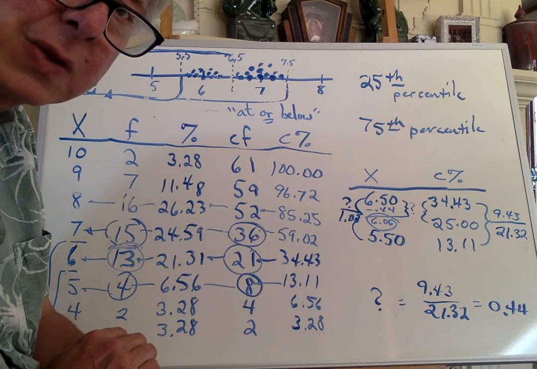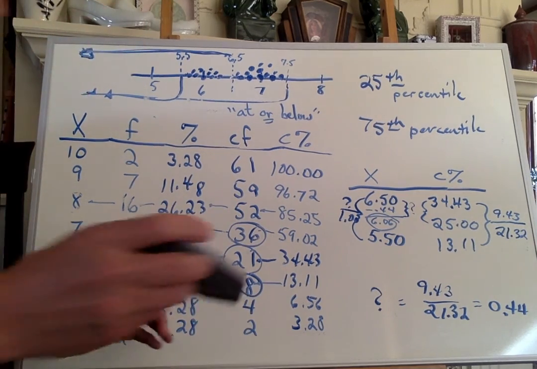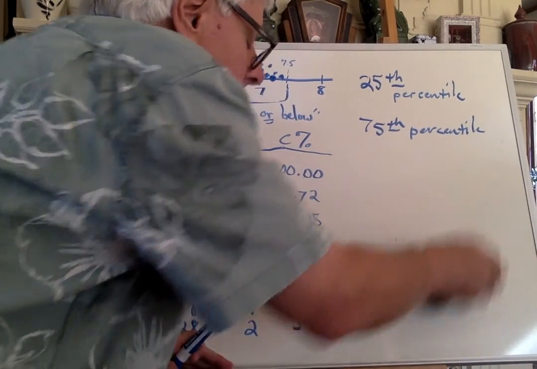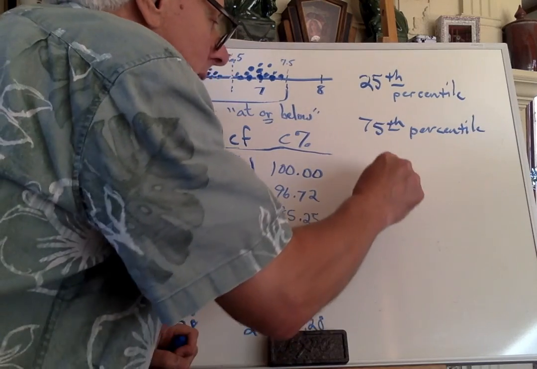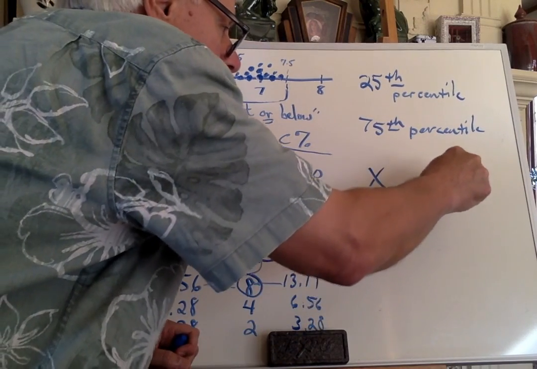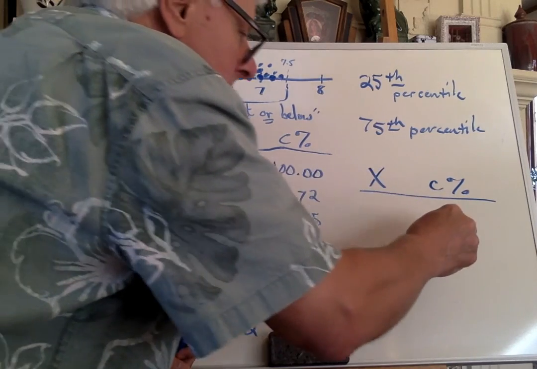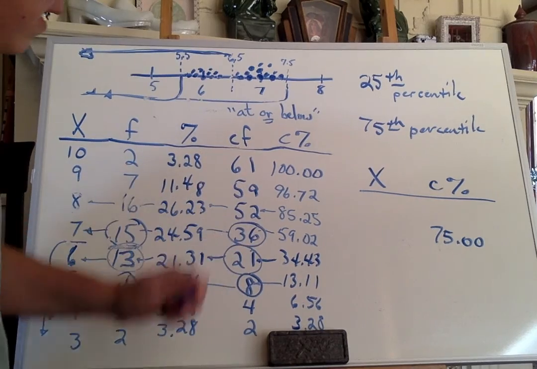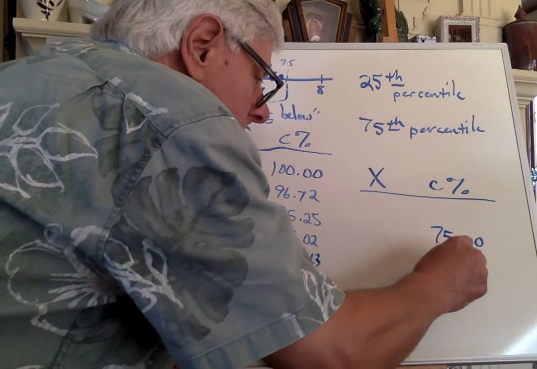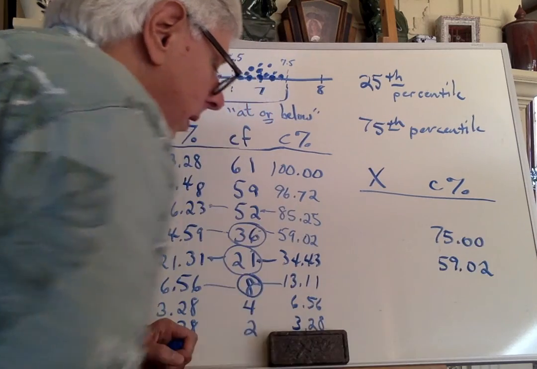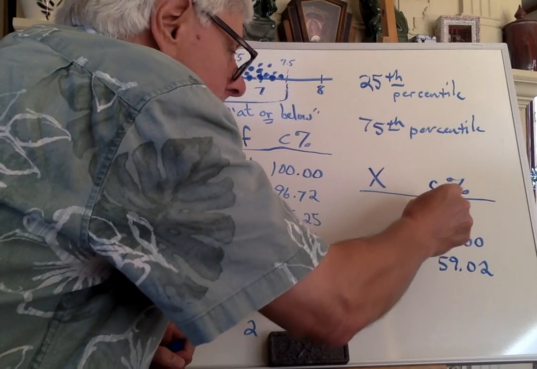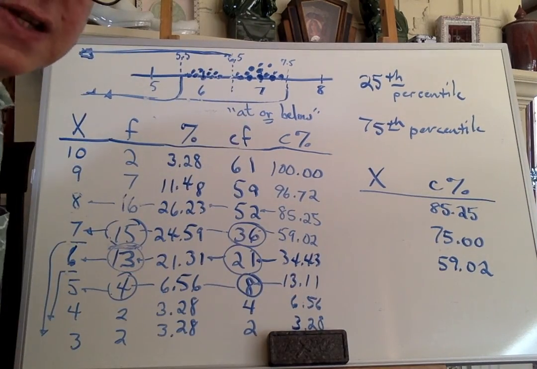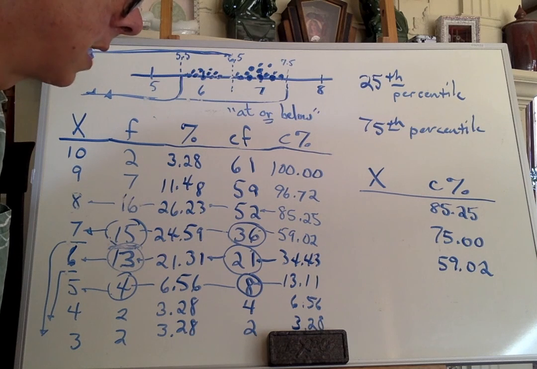Let's do the 75th percentile. Well, we're going to keep this the same. The way you start these is the same, right? So this is how we're going to get our start, looking for the 75th percentile. It's not on here, but I do have the 59.02th percentile. I have the 85.25th percentile. 75 is in the middle there. See this? This is kind of cool, right?